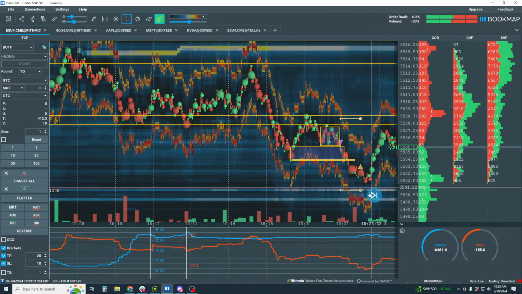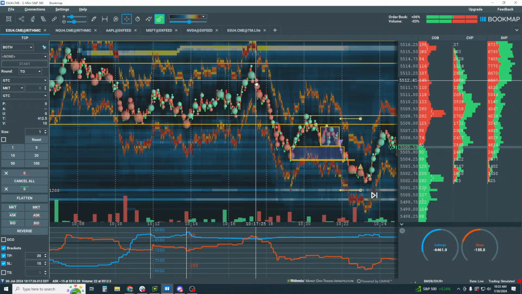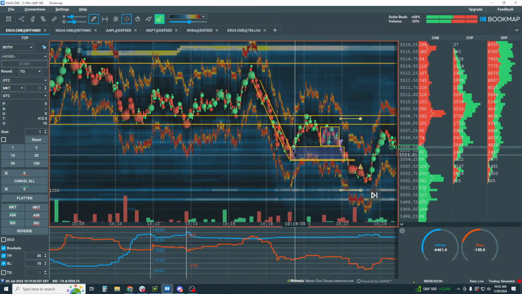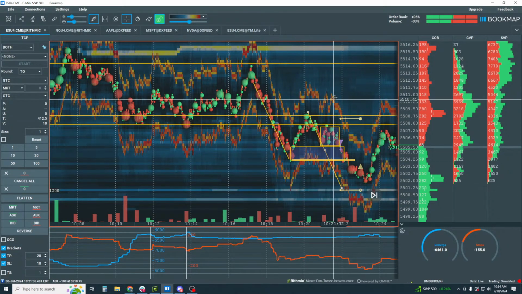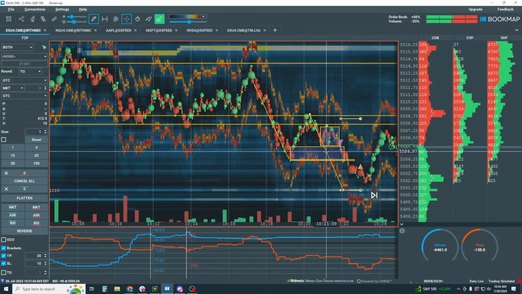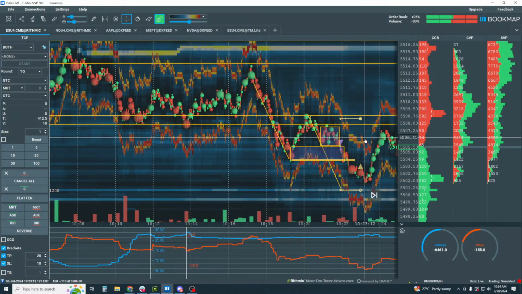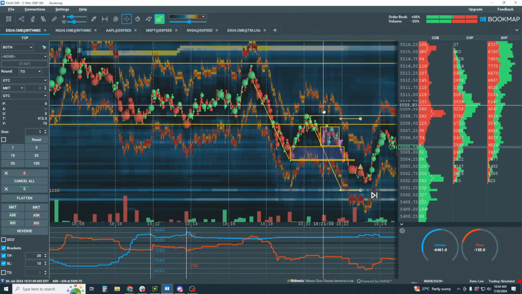Now we were looking for further. In fact, I was really looking for a measured move here, and that would have been, and we didn't get it, right? So it just came shy of it, and then went back and forth. So anyway, that's how we set ourselves up for it.